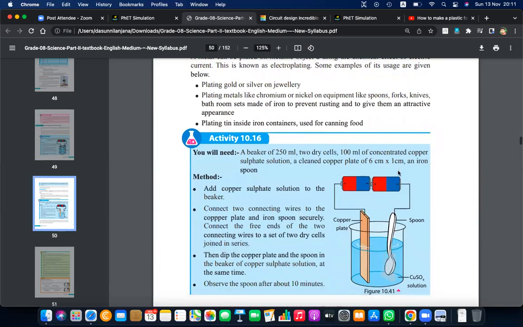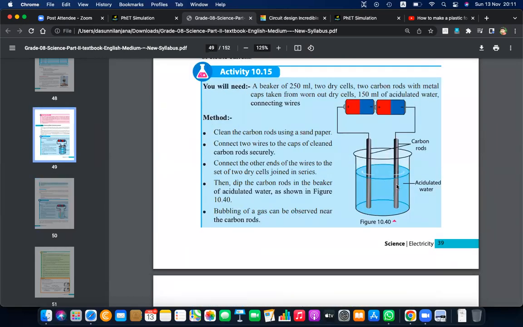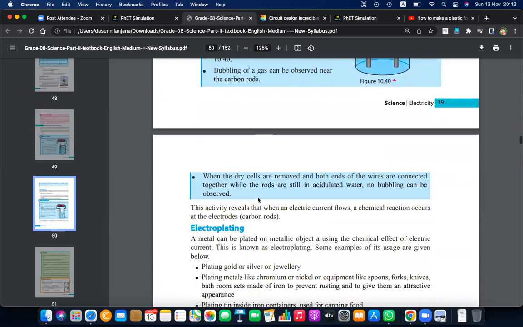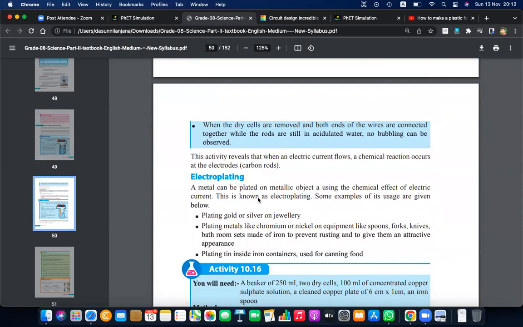And the easiest way is this electroplating. This is a simple setup that you can observe using the carbon rod and acidulated water. Just use acid, simple. Here: a 50 milliliter beaker, dry cells, 2 carbon rods with the metal caps taken from dry cells, acidulated water and connecting wires. Clean the carbon rods using sandpaper. Connect 2 wires, so you can see the setup. Then dip the carbon rods in the beaker, and bubbling of a gas can be observed near the carbon rods. So why is there a bubble? Because of the chemical effect.